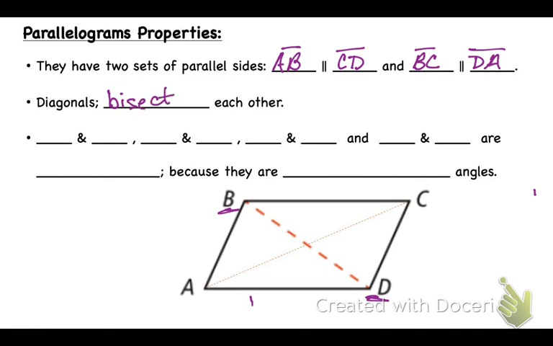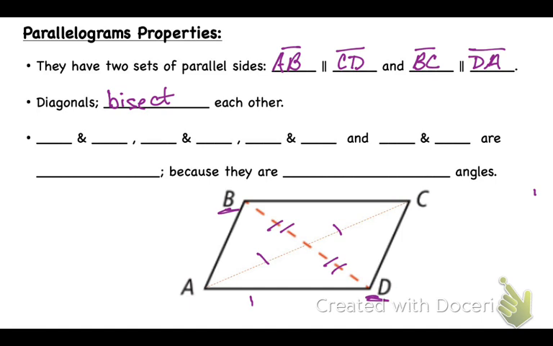Okay. You should write on your picture neatly. Okay, the diagonals bisect each other. Now, they aren't the same. They're not the same length, but they do bisect each other and cut each other in equal parts, correct? Okay. Now I have something and something, and something, or something because they are something angles.